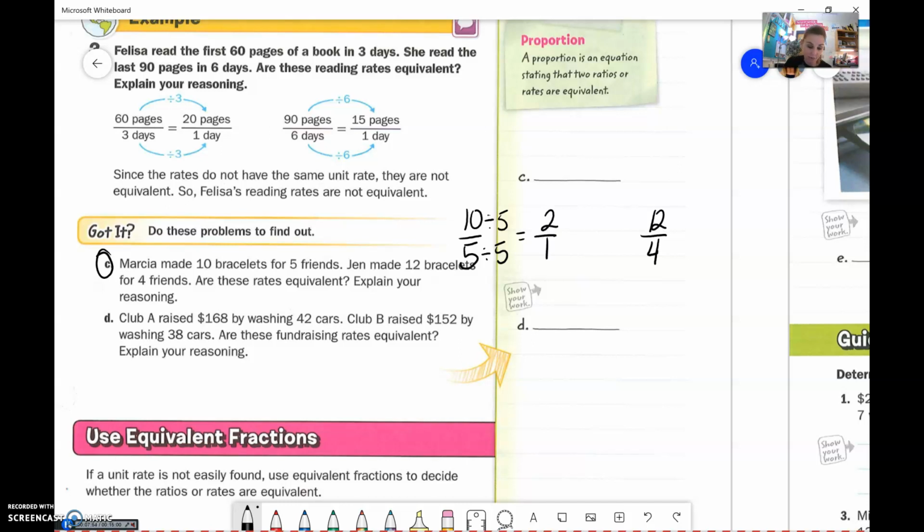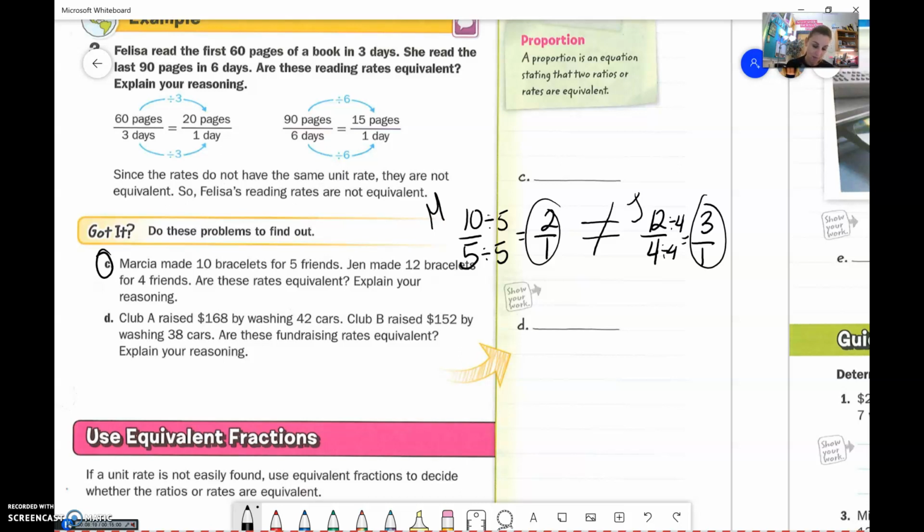Each friend of Marcia's, I'm going to put an M there and I'm going to put a J here, got 2 bracelets for 1 friend. Here, we're going to divide by 4, and it is a 3-to-1 ratio. So when we look at these, are these equivalent? No, they are not equivalent. Those are not the same unit rate.